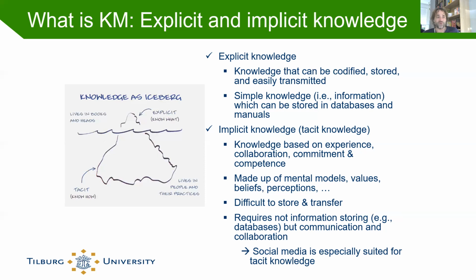And that knowledge is really difficult to codify. So that implicit knowledge lives in people's minds. It consists of mental models, of values, of your perceptions, of the information you have implicitly. So you don't know that you know it. So it's really difficult to store and transfer. And that information requires communication and collaboration and understanding.